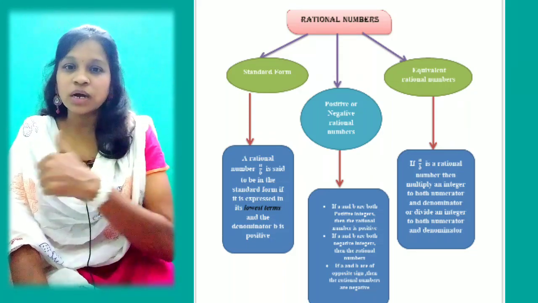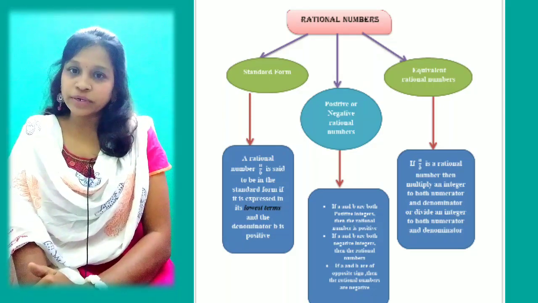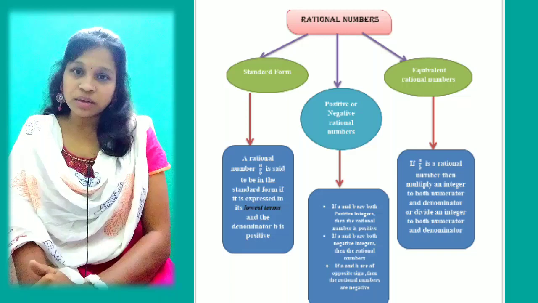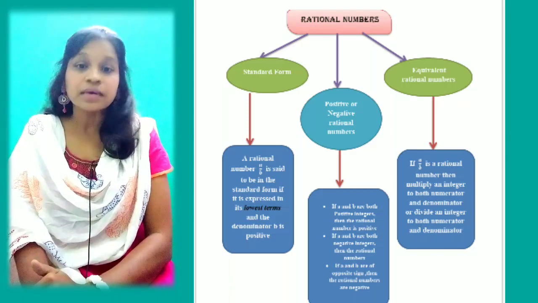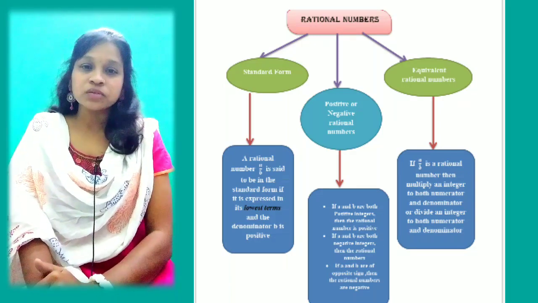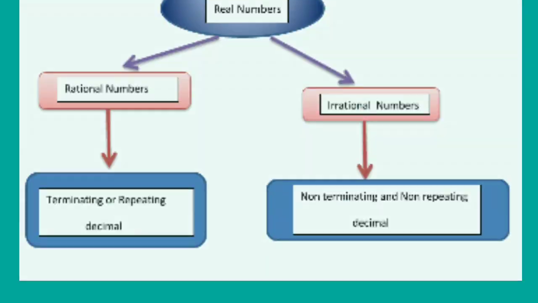So mainly in this video we are going to look at the types of rational numbers. Just look at the flow chart. I have given here in the flow chart what all the types are, and I am going to explain them. The first one is standard form, the second one is positive and negative rational numbers, and the third one is equivalent rational numbers. So these are the three main categories I am going to explain today.